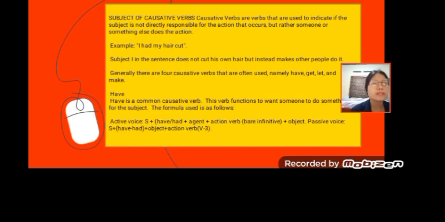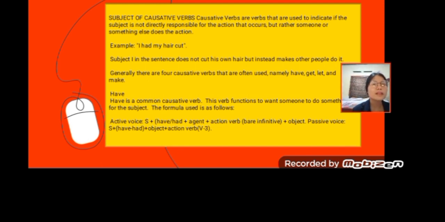So here I will explain the parts of causatives. So, the first subject: causative verbs. Causative verbs are verbs that are used to indicate that the subject is not directly responsible for the action that occurs, but rather someone or something else does the action.